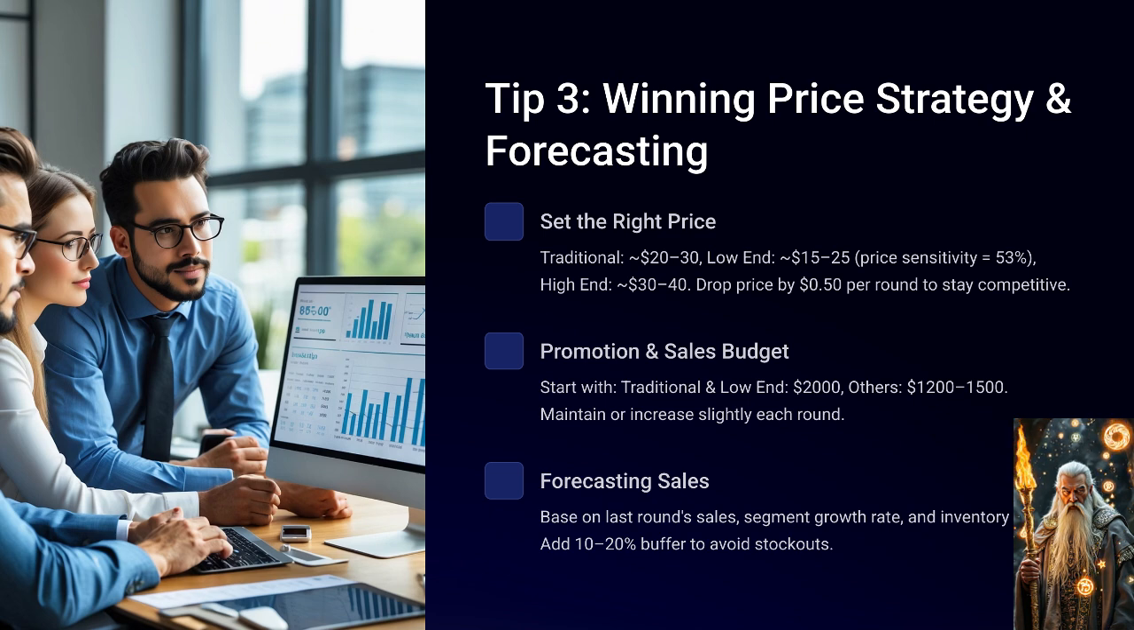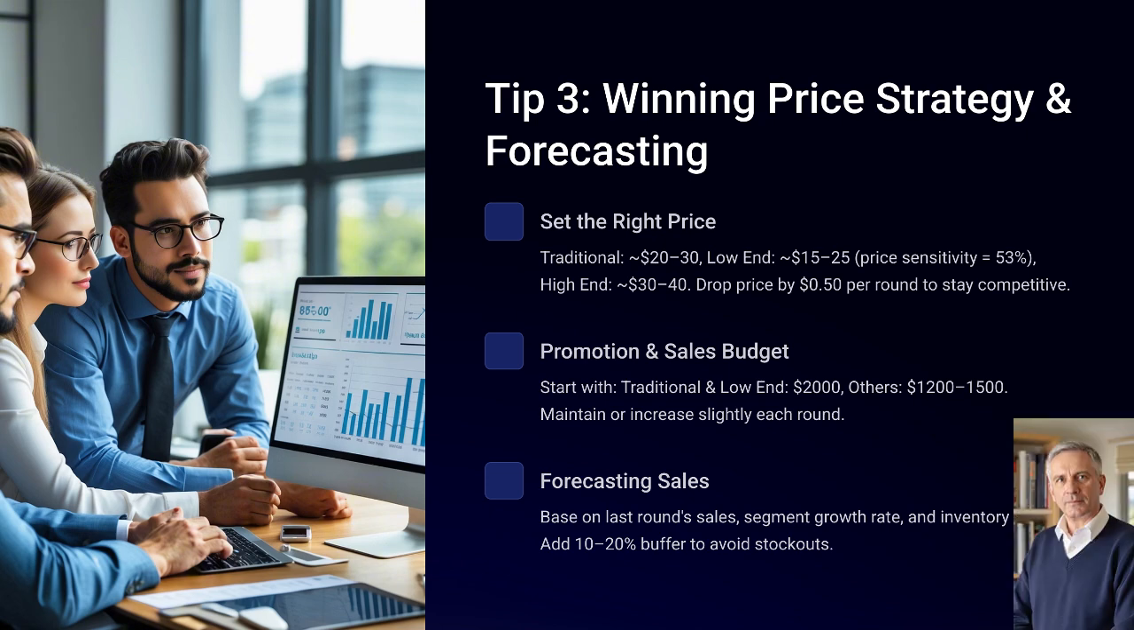Forecasting sales: base your forecasts on last round's actual sales and segment growth rate, e.g., low end grows 11%, performance 20%, size 19%. Keep inventory levels right. Tip: add 10 to 20% buffer to avoid stockouts. Use the downloadable forecast calculator, Excel, to input data and get accurate numbers. If you can't build it, email us at mbahelp2002@gmail.com for support.